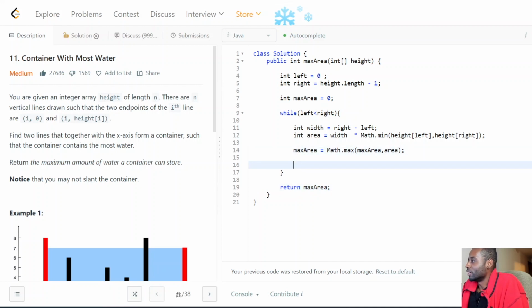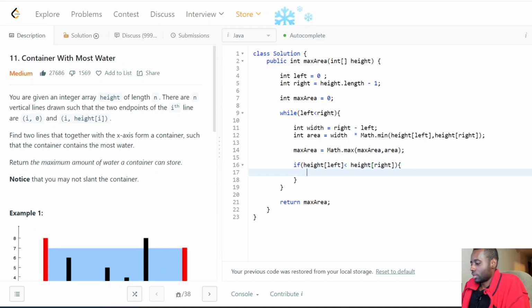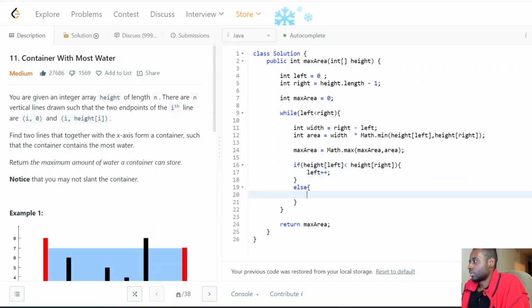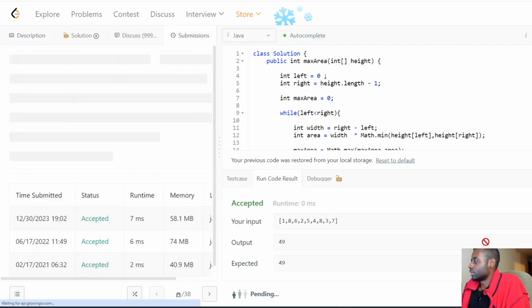So what we need to do next: you might say, when do we move the left pointer or the right pointer? We said that we'll be moving whichever one has the smaller height. So if the height of the left one is smaller than the right one, then we move this one. Else, we move the right one. So if the left height is smaller, then we move the left one, otherwise the right one. It looks good to me. Press run code, let's press submit.